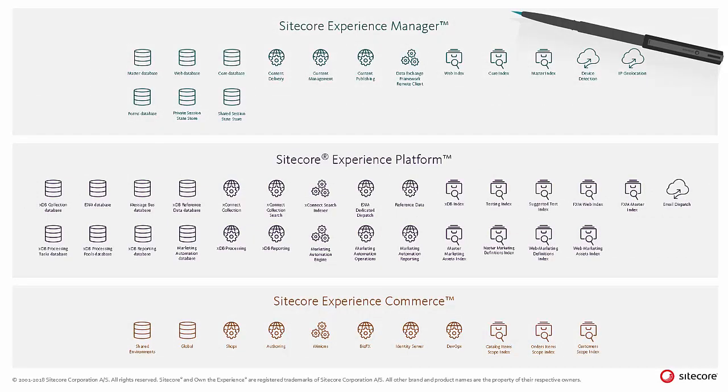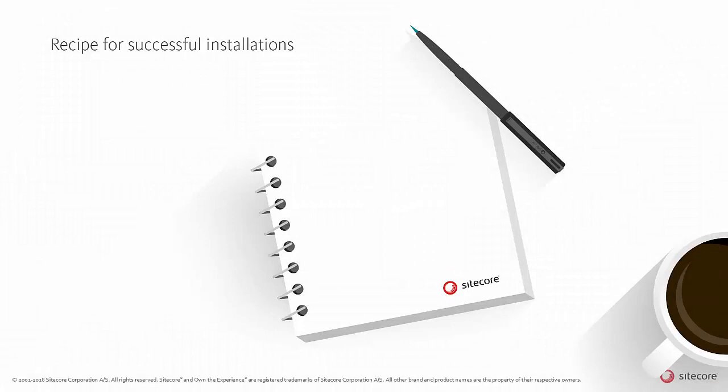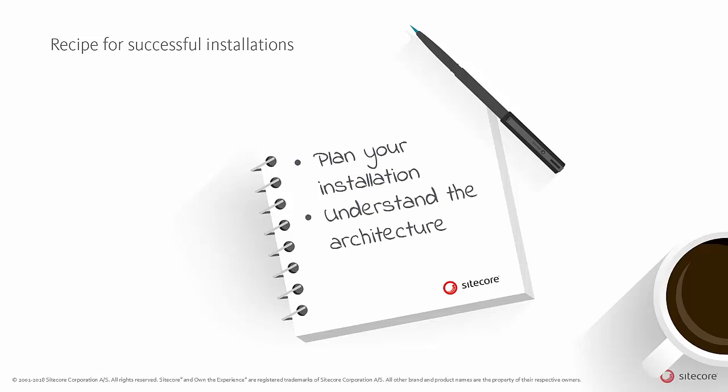So as you can imagine, there's a whole lot of different roles and topologies, and you really have to make an effort to understand the architecture before you start on your journey of installing Sitecore or learning to install Sitecore. Because here's the recipe for successful installations. First of all, plan your installation. Think of why you're doing it. What's the purpose of your Sitecore installation? What are the requirements of the customer? Then you have to understand the architecture. You have to understand which roles do what, and how they scale and combine.